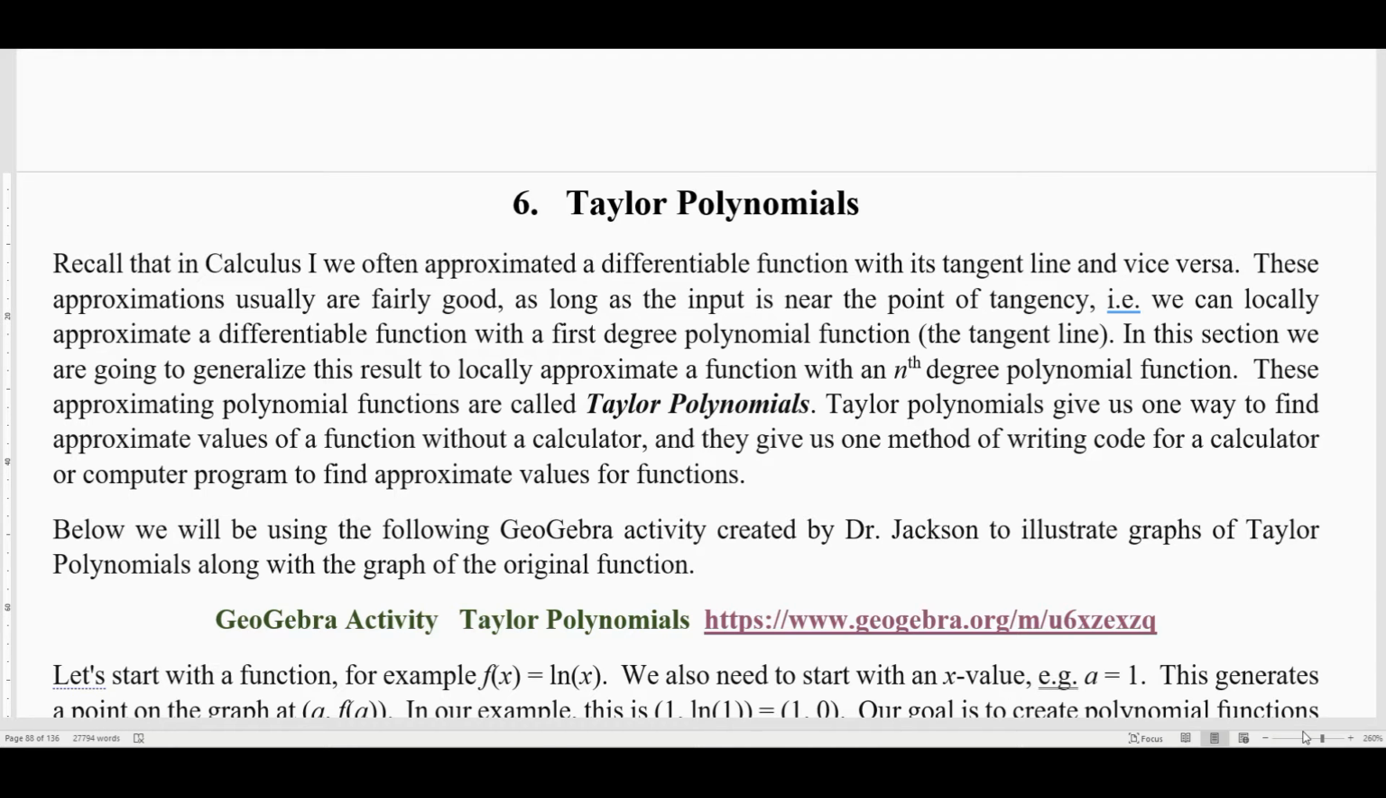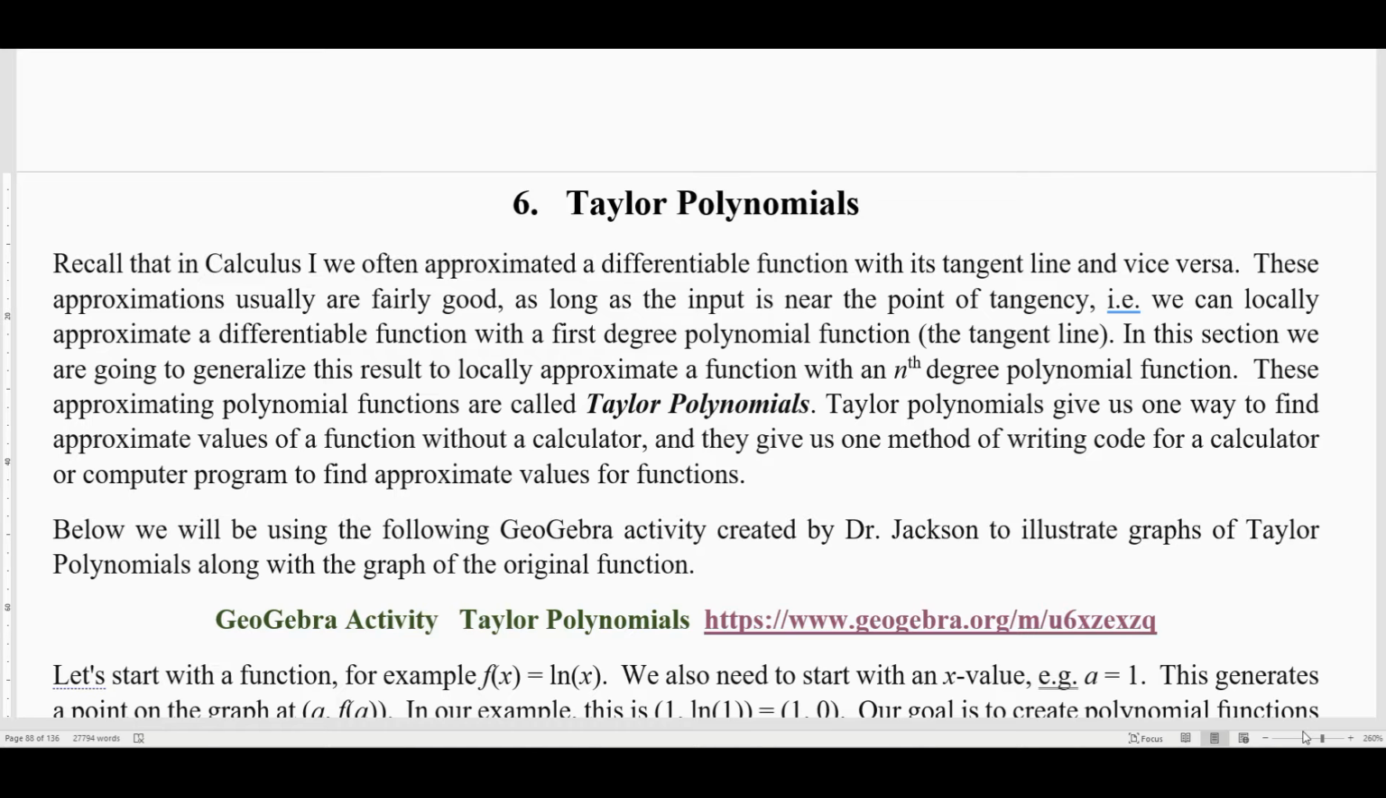In this video, we're going to talk a little bit about Taylor polynomials. So recall in Calculus 1 how we often approximated a differentiable function with its tangent line and vice versa. These approximations are usually fairly good as long as the input is near the point of tangency. In other words, we can locally approximate a differentiable function with a first-degree polynomial function, the tangent line.